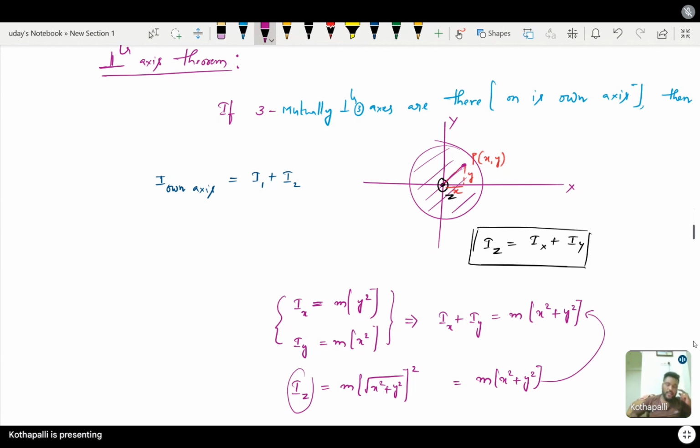So the moment of inertia about the axis perpendicular to the plane of rotation passing through the center of mass is equal to the sum of the moments of inertia about the remaining two axes, which pass through the same point, are perpendicular to each other, and are perpendicular to this one axis. Am I clear? Okay. Now see.